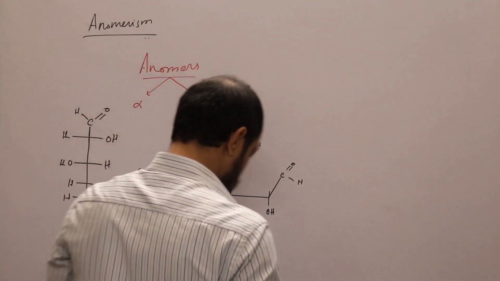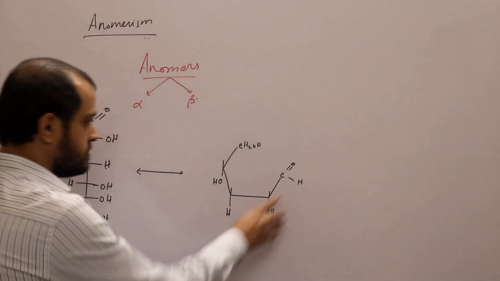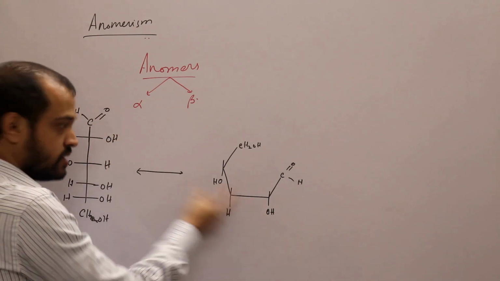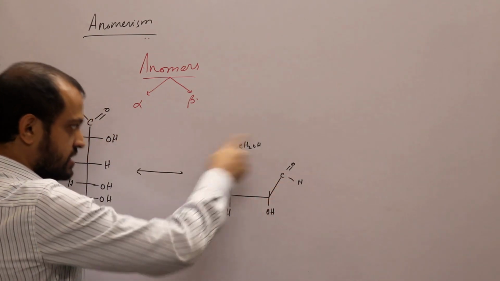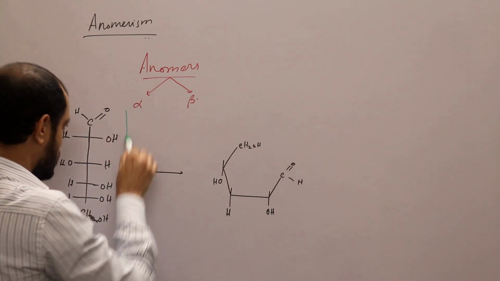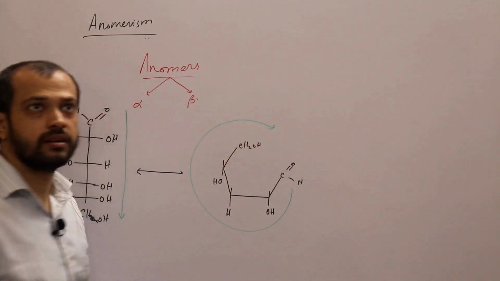Now, when you are not looking at my board, you will get confused. Why? Because this is the first carbon and this is the first carbon, and after that this OH will go down. Okay, now listen, you will have to draw like this, but you will have to come from here to here, that means from top to bottom, and it will go like this.